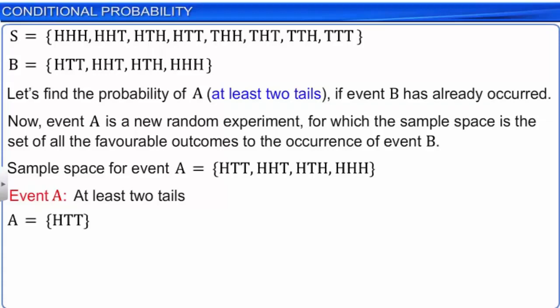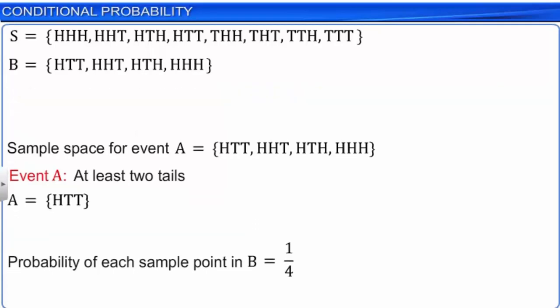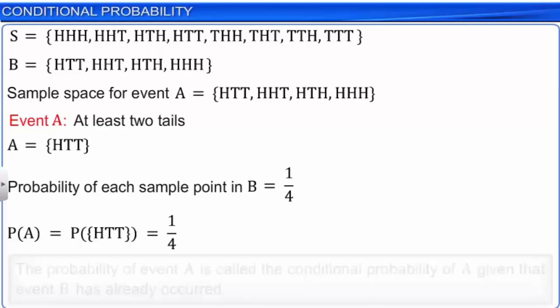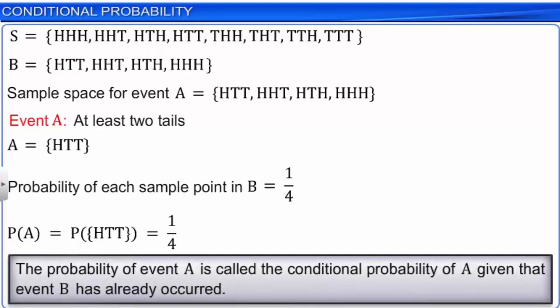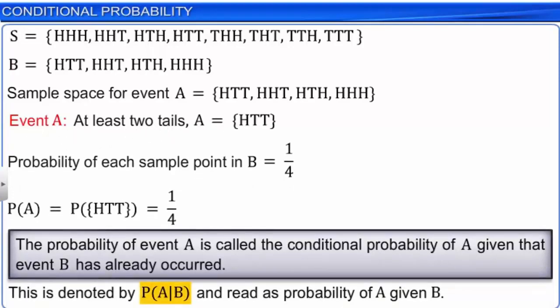The number of sample points in the sample space of event B is 4, and all are equally likely. Therefore, the probability of each sample point is 1/4. It implies that the probability of event A is 1/4. Here, the probability of event A is called the conditional probability of A given that event B has already occurred. This is denoted as shown and is read as the probability of A given B.